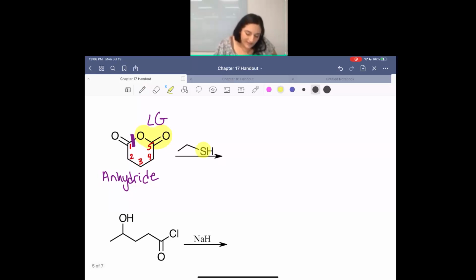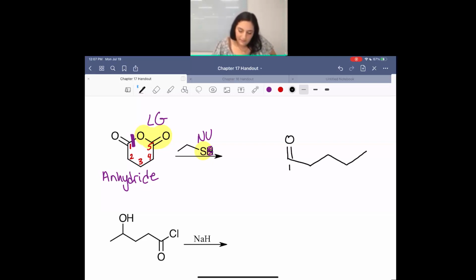Next step, we see S. We know S is our nucleophile. We know we have to get rid of an H. So let's draw out this structure. I am going to put carbon number 1 here and go 1, 2, 3, 4, 5. And on carbon 1, we attach the nucleophile. So we attach S.